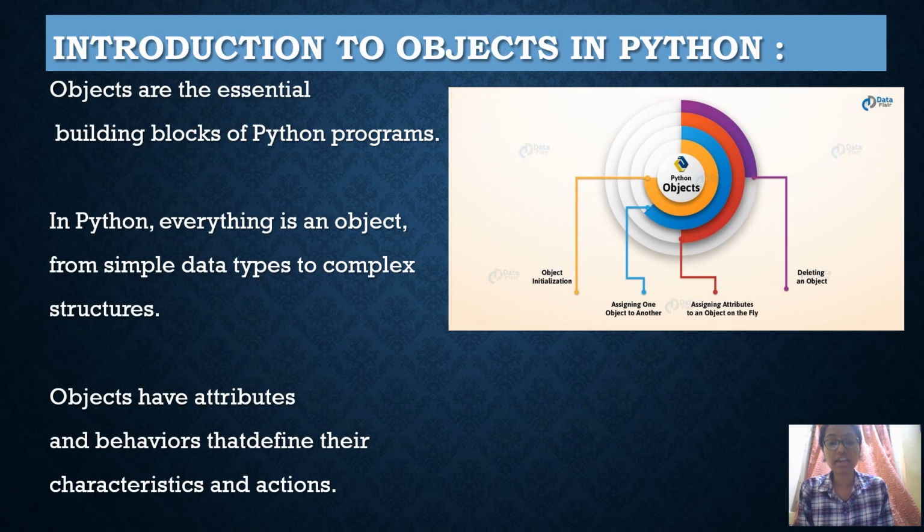So at first, let me give an introduction to objects in Python. Objects are the essential building blocks of Python programs. In Python, everything is an object, from simple data types to complex structures. Objects have attributes and behaviors that define their characteristics and actions.